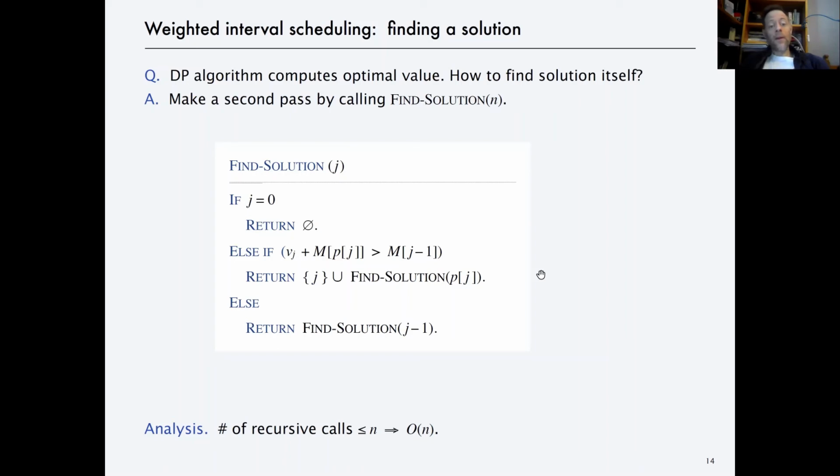The other approach is to compute it backwards. So you basically check whether the value equals the value plus the optimum value of the rest. Then you add this job, otherwise you don't use it. So basically you just go through the memory one more time and figure out whether you used the job or not. So this can also be done.